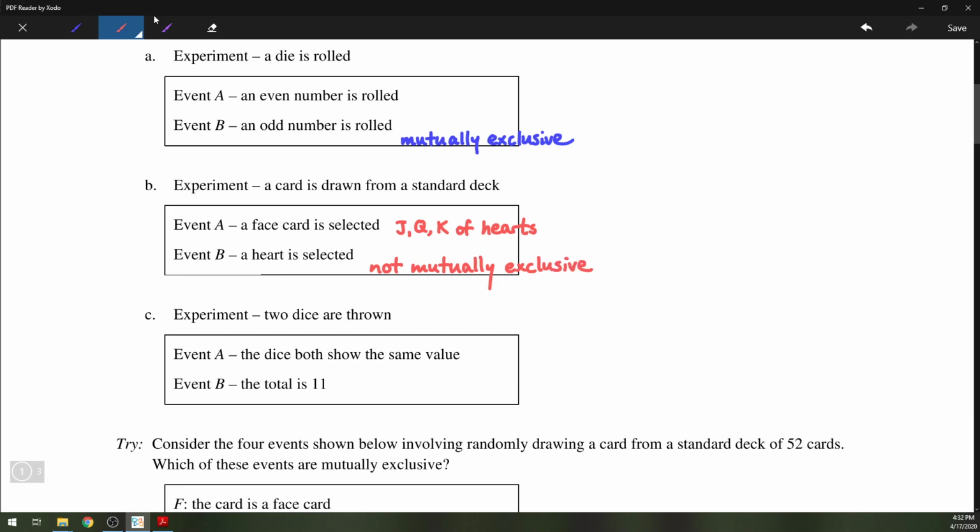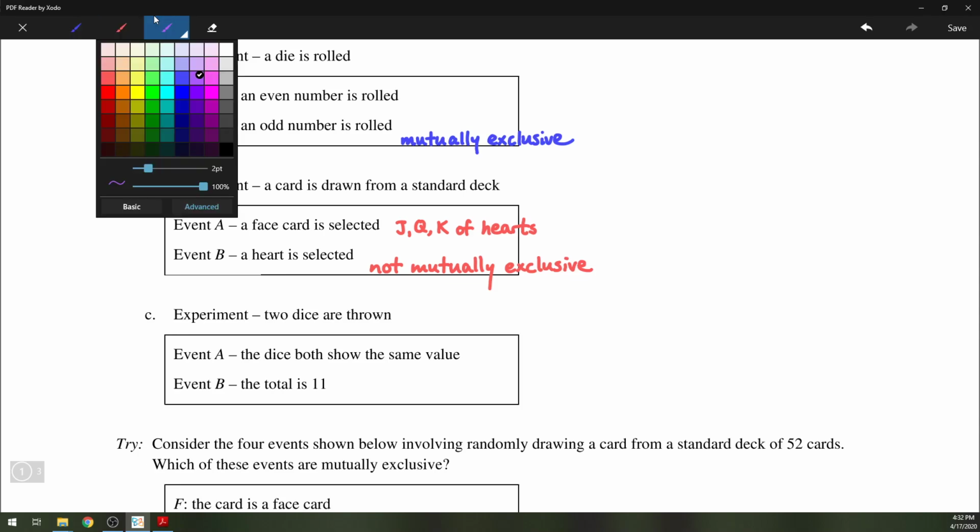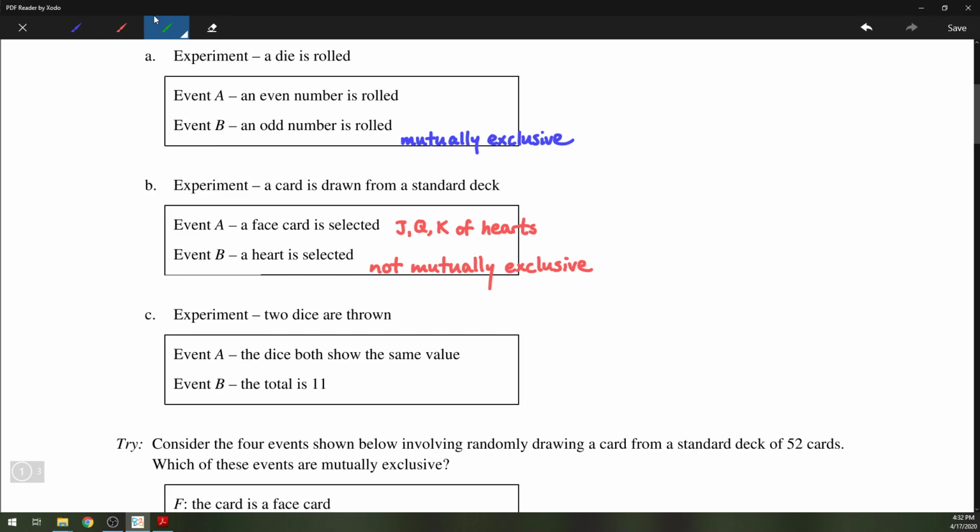So next up we have two dice thrown. Event A is the probability of both dice showing the same value, so doubles, and event B is the total is 11, so total of course is the sum. If they have the same value, you can have 1 1, 2 2, 3 3, 4 4, of course, and then 5 5, and 6 6.